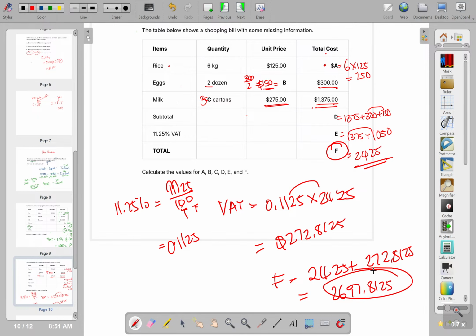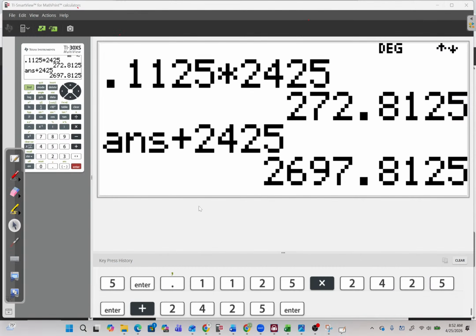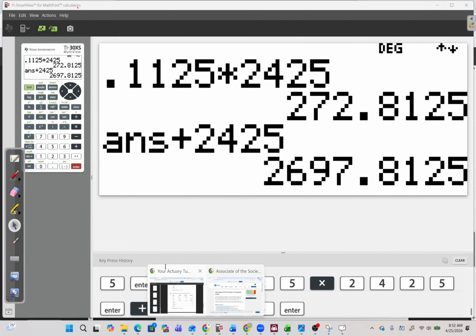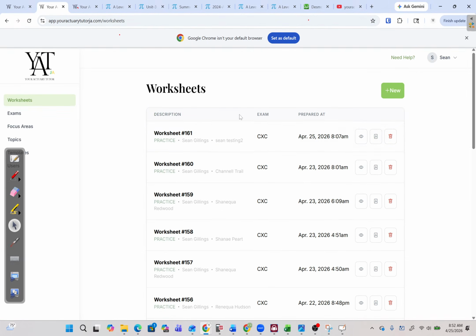All right. So hope everybody is following with me. We have consumer arithmetic. We just did hire purchase. We just did simple interest. We just did value added tax. You know what I want you guys to do now? Jump on the platform, get busy and create your own worksheet and then go apply what you just learned. Just to give you a little demo here.